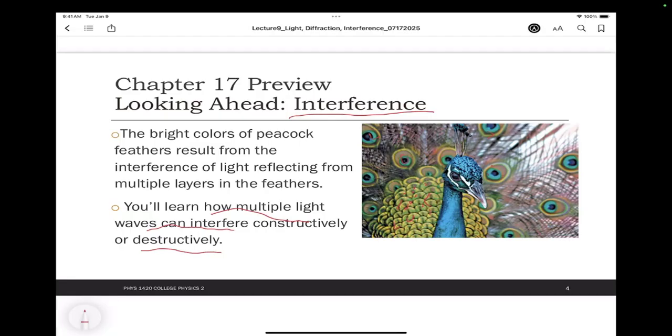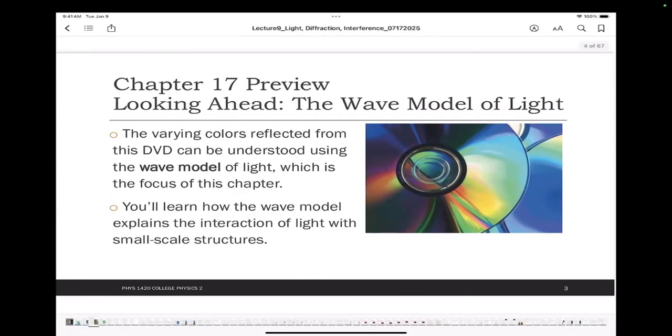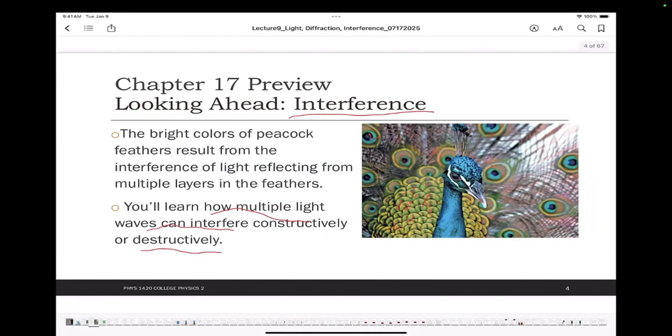Actually, after we learn chapter 16, chapter 17 is not difficult for us, because we have learned many terms and many ideas based on the sound wave. The sound wave also has interference, also has some wave model. So it's a similar thing, just maybe a little change. So after learning chapter 16, it will help us to learn chapter 17 easily.